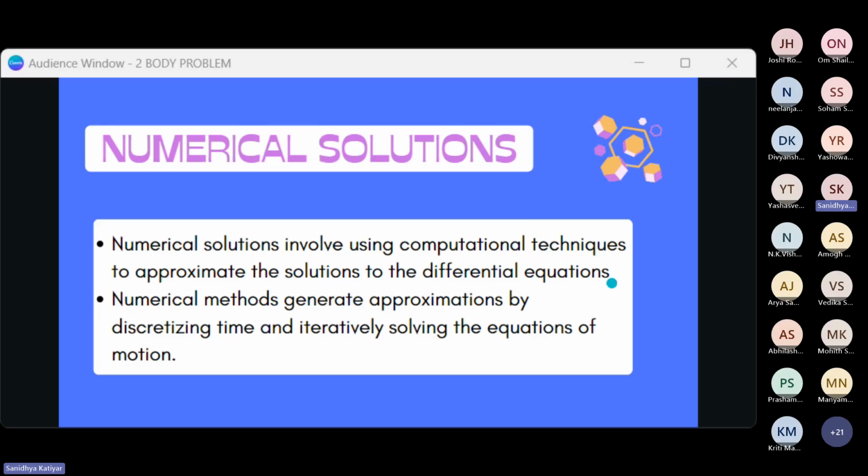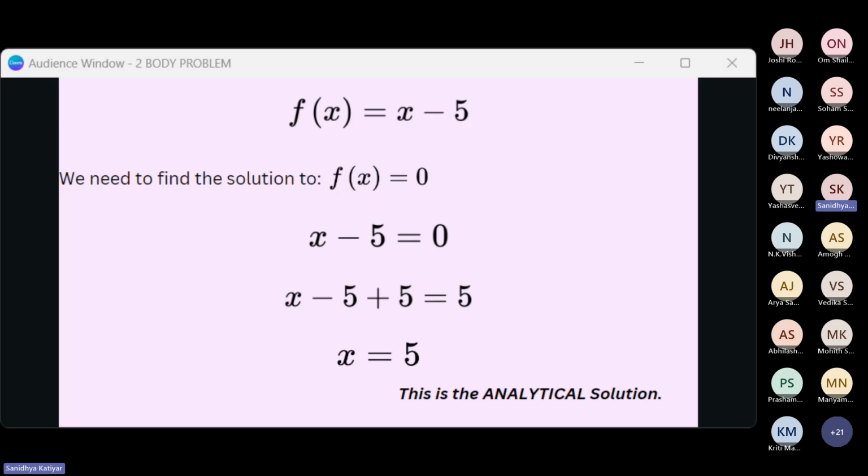Let's suppose we have a function f of x equals x minus 5, and we need to find a solution to f of x equals 0. Anyone here can easily solve it by just adding 5 to both sides. So we have x minus 5 plus 5 equals 5, so that means x equals 5. So this is the analytical solution.